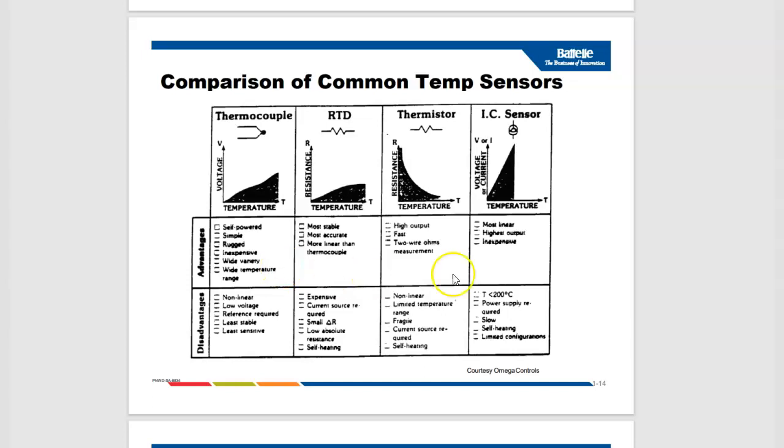If you want to use, for example, this IC sensor, it's only going to measure up to less than 200 degrees Celsius. So if you want to measure an engine, you need to know what the maximum temperature of the engine is, so you can use whichever sensor is better for it.